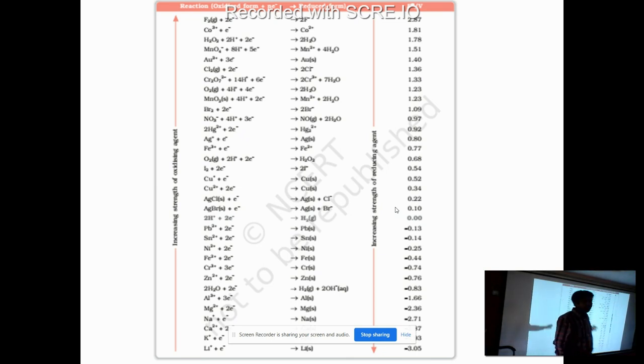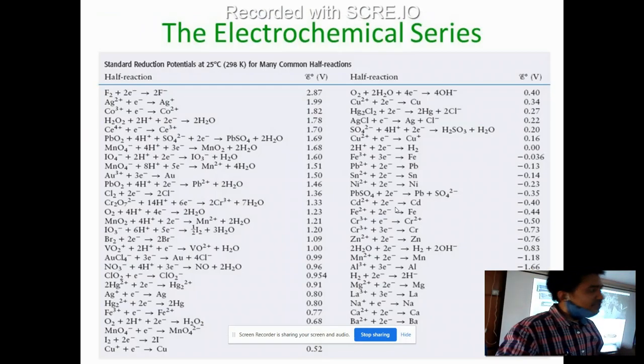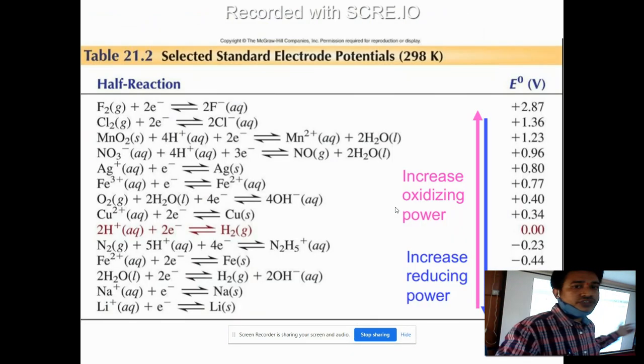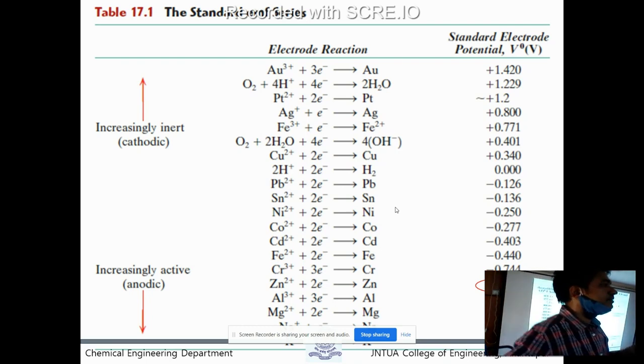Now, after measuring E0 values, you know the entire story, because you know which to connect, which is E0, which is cathode, which is anode. You know all the situations, because we have discussed sacrificial anode. What is the concept of sacrificial anode?